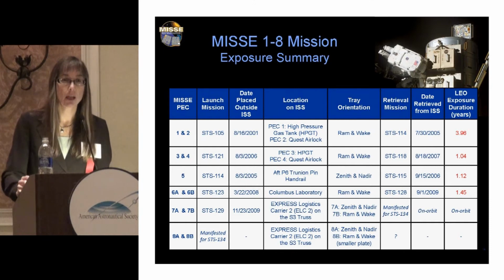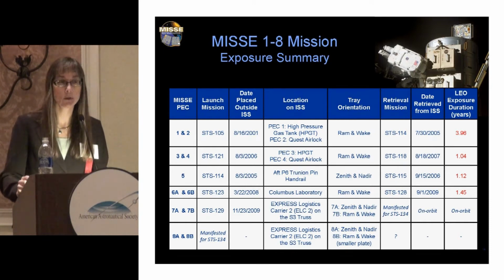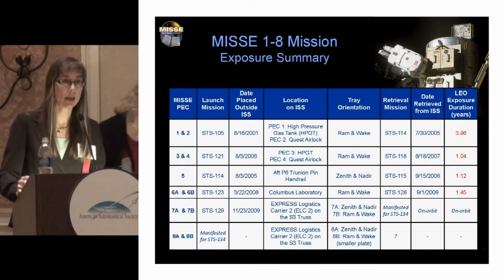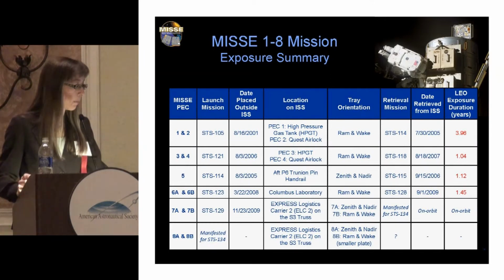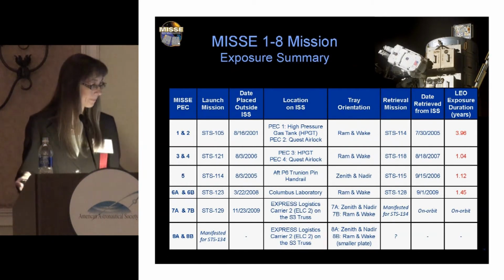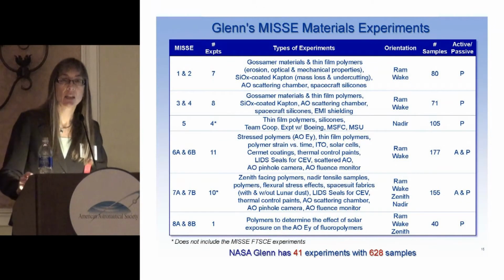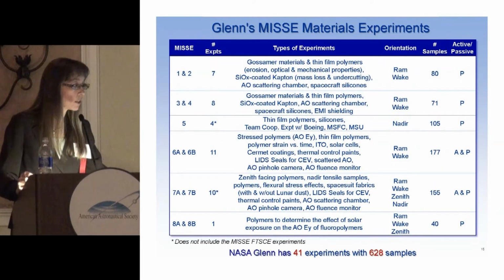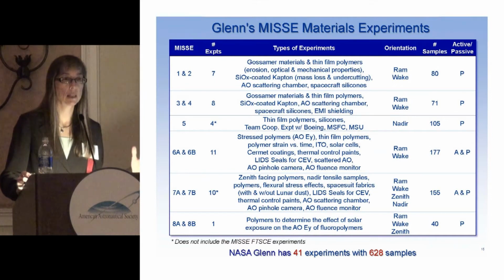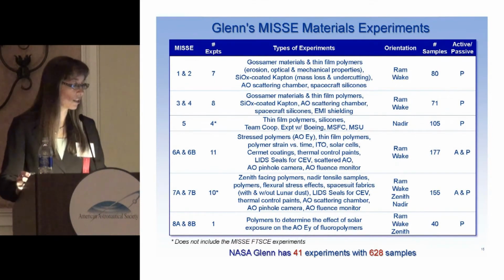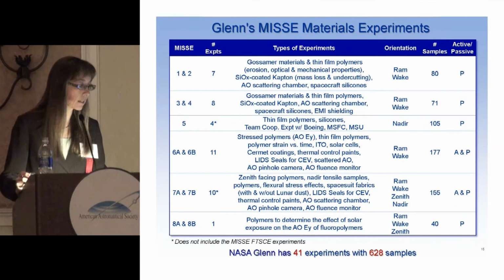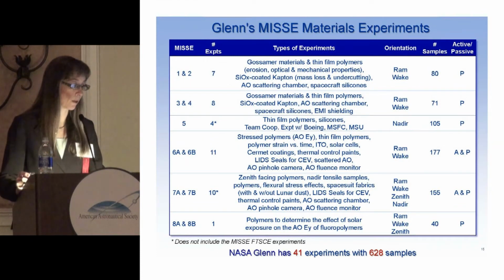MISSE 7A and B are manifested to be returned during the STS-134 mission, when MISSE 8A and 8B will be launched and placed on ELC-2 after MISSE 7 is retrieved. This slide provides an overview of Glenn's materials experiments. We've been very fortunate to be able to fly experiments and samples on each of the MISSE missions, and we have actually 41 individual experiments with over 600 samples that are being flown as part of MISSE.